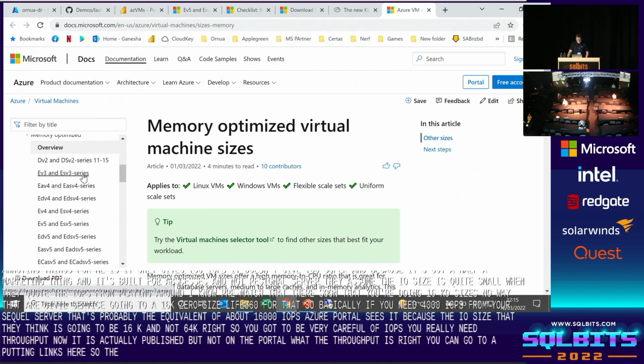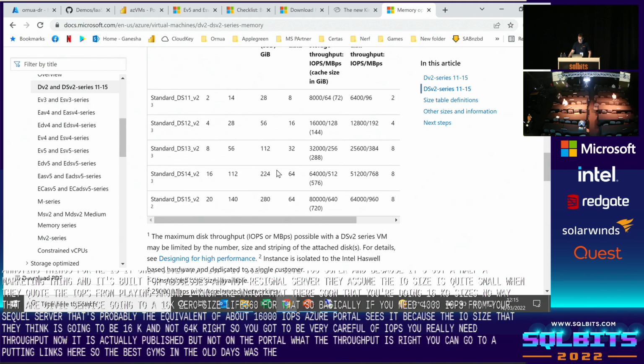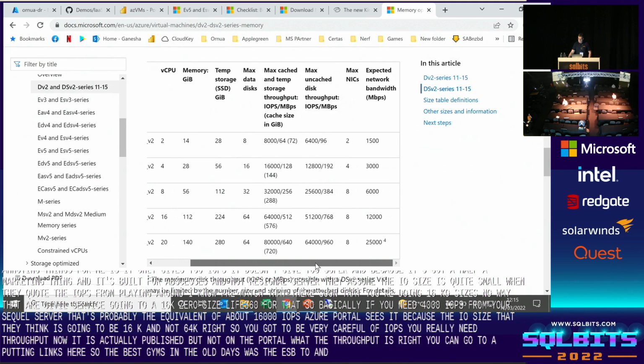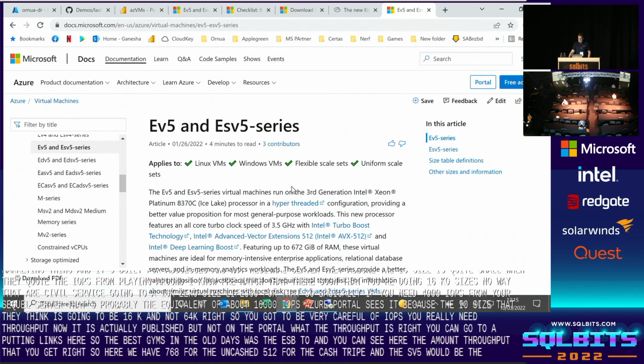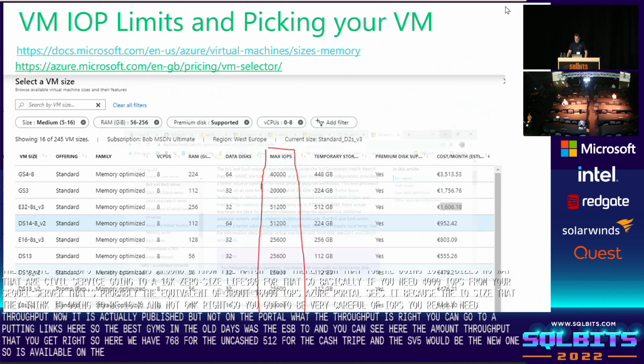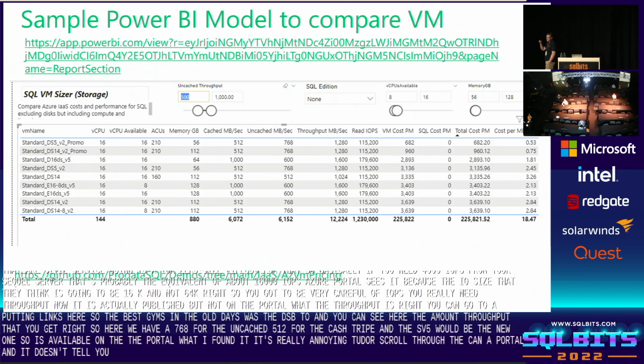So the best VMs in the old days was the DSV2, and you can see here the amount of throughput that you get, right? So here we have a 768 for the uncached, 512 for the cached, right? And the ESV5 would be the new one. So it is available on the portal. What I found is it's really annoying to just scroll through the portal, and it doesn't tell you on the spec portal how much that will cost.